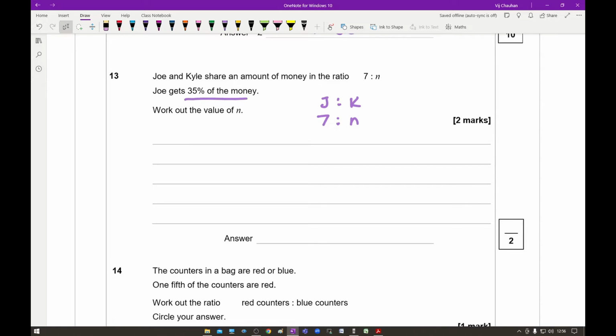Now using this bit of information here, that if Joe gets 35%, then obviously total percentage is 100, so Kyle is going to get 65%. So all I then need to do is simplify, get this ratio to look like this one here. To get from 35 to 7, I need to divide by 5. So to find out n, I just need to divide 65 by 5. So n equals 13, and that there is the answer for that one.